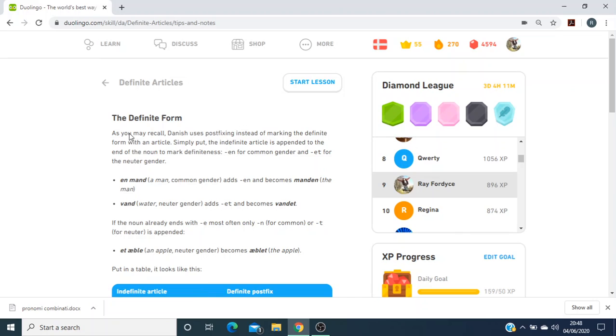The definite form. As you may recall, Danish uses postfixing instead of marking the definite form with an article. Simply put, the definite article is appended to the end of the noun to mark its definiteness: -en for common gender and -et for the neuter gender. So en mand becomes manden and et hus becomes huset. If the noun already ends with an e, most often only n or t is appended.